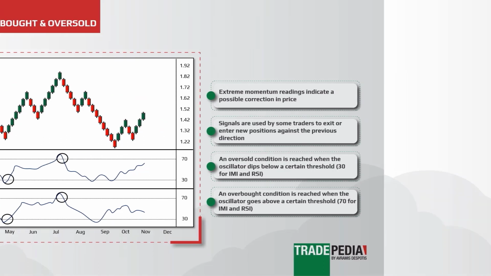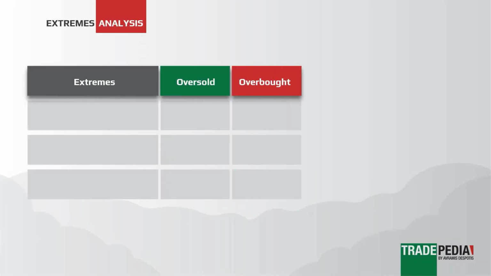For price extremes, the intraday momentum index, IMI, will be used in relation to its 30% and 70% levels. The relative strength index, RSI, is also compared to its 30% and 70% levels, and the commodity channel index in relation to plus 100 and minus 100 levels.